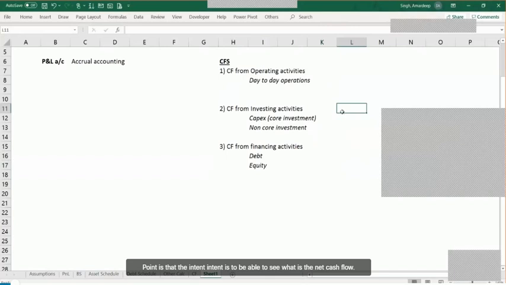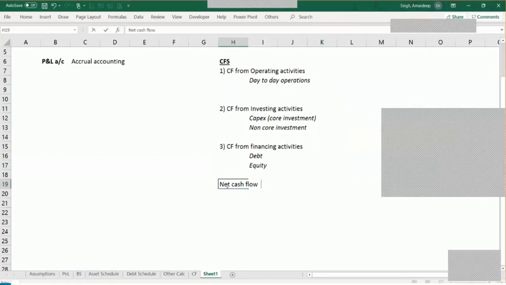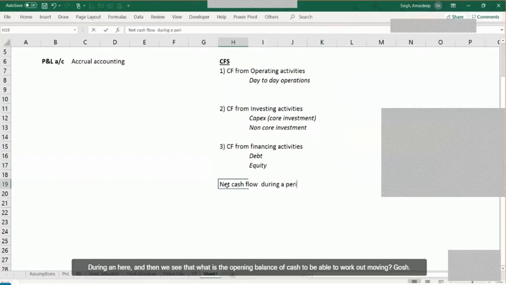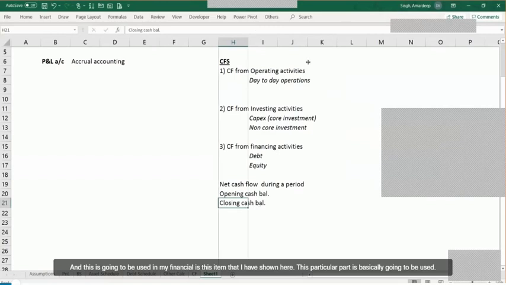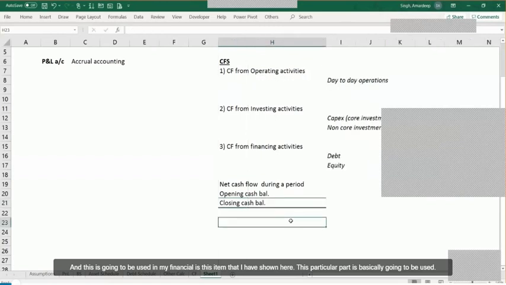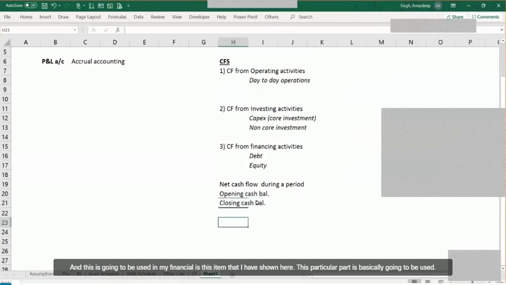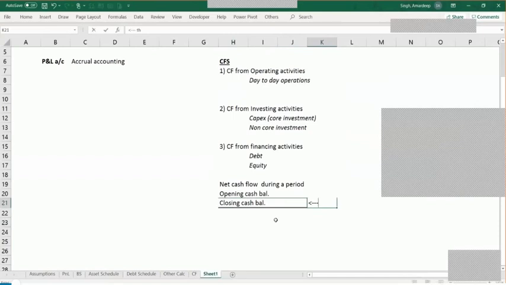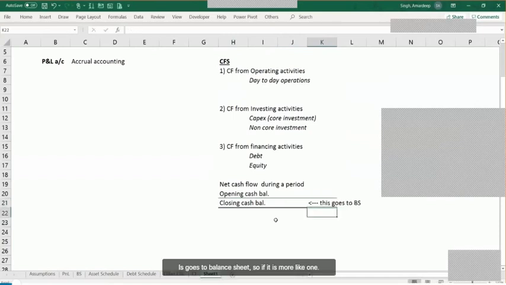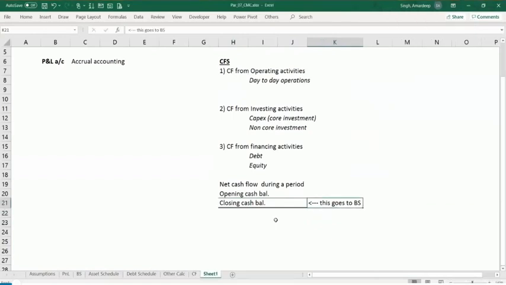The intent is to be able to see what the net cash flow during a year is. And then we see what the opening balance of cash is, to be able to work out the closing cash balance. And this is going to be used in my financial model. Because this item that I've shown here is basically going to be used in our balance sheet. This is needed in the balance sheet. This goes to the balance sheet. So it is more like one of the schedules that I typically work upon in financial models.